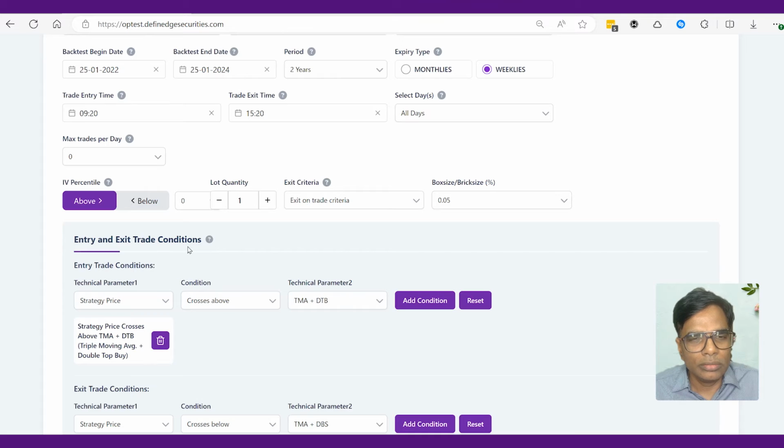Now how many lot quantities do you want? For simplicity's sake, we'll choose only one quantity of long call. And if you are somebody who trades a lot of quantities, maybe you can increase or decrease as per your requirement.